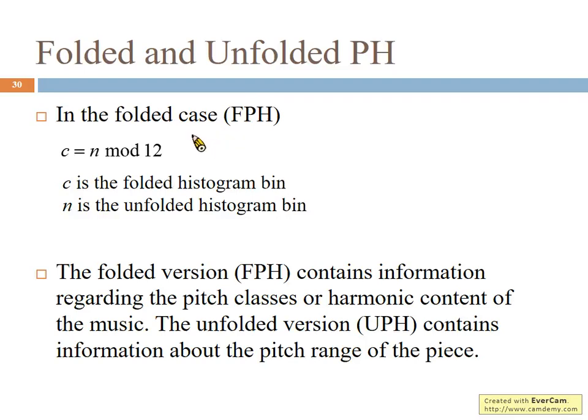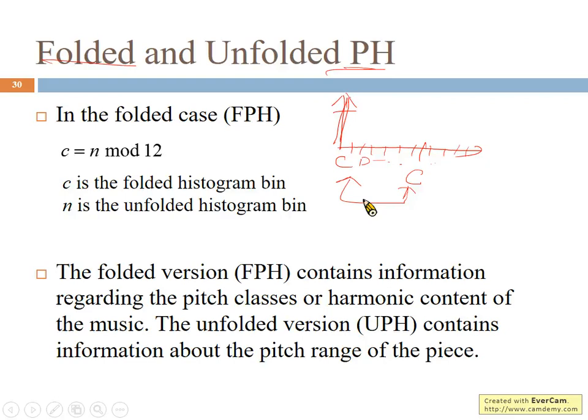In addition to the pitch histogram, in this paper they also propose the folded pitch histogram. In the previous one, the unfolded version of the pitch histogram, the x-axis corresponds to different musical notes, like do, re, mi, fa, sol, la, si, do, re, mi, fa, sol, la, si, and the y-axis is the amplitude of each musical note. But as we said before, these dos all correspond to the note C, apart from each other by one octave. So in the folded case, they try to integrate all notes corresponding to do, all notes corresponding to re, and so on.